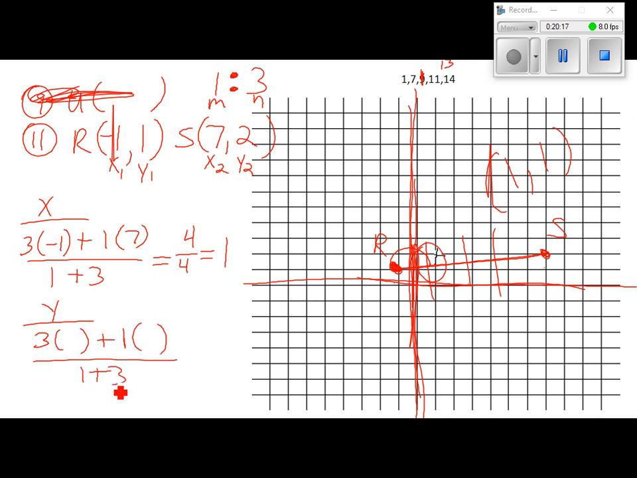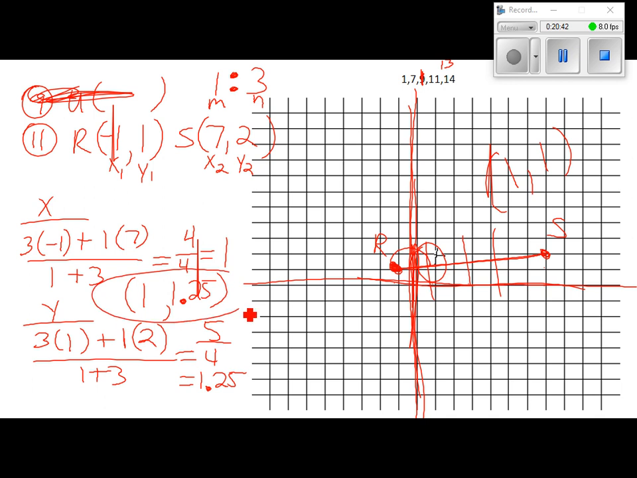What's y1? 1. What's y2? Somebody do the top for us. Somebody do the bottom. What's 5 divided by 4? 1.25. What's our answer then? What's our final answer here? 1 and 1.25. Ignore that straight part going up through there. Are we pretty close to what we guessed?